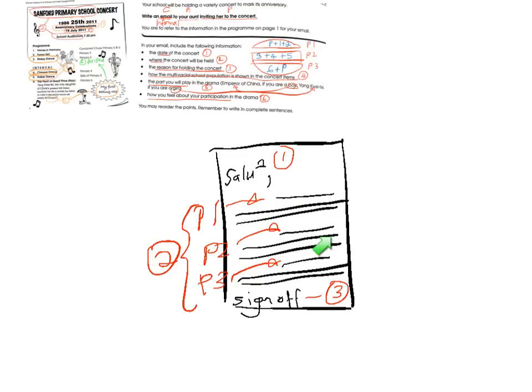Then the second paragraph, which is the next 2 or 3 points. And finally, we conclude with paragraph 3, which contains the purpose repeated as well as the final point or 2, and then our names at the bottom. Just the name will do. There's no need to say "yours sincerely," just your name to sign off.